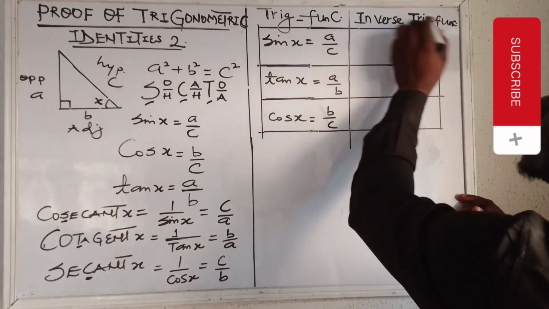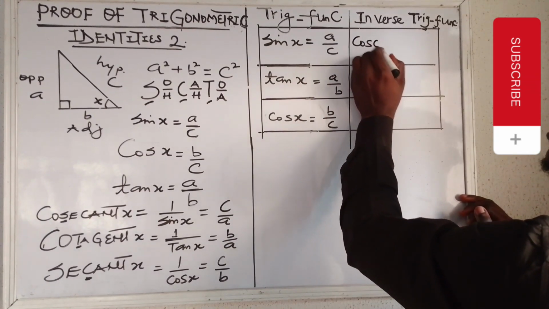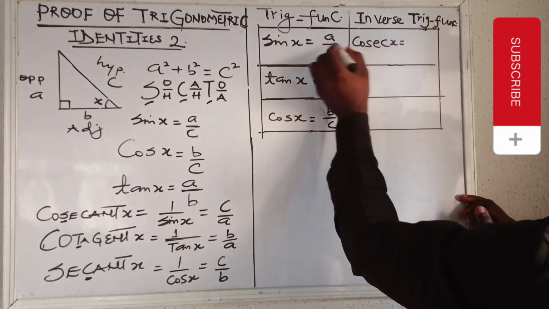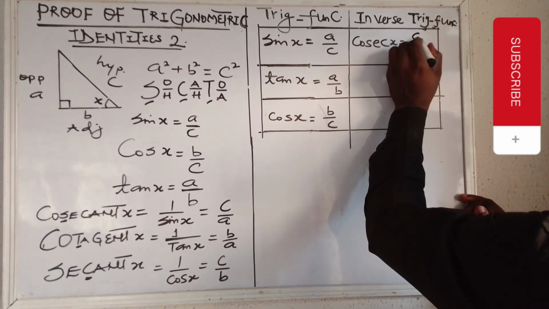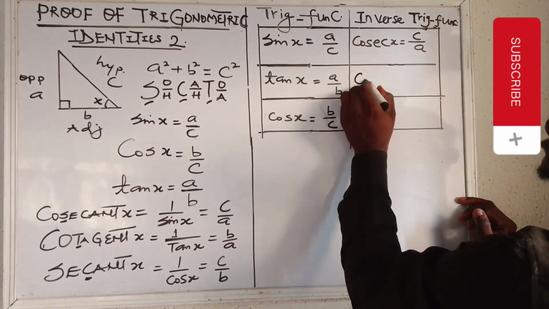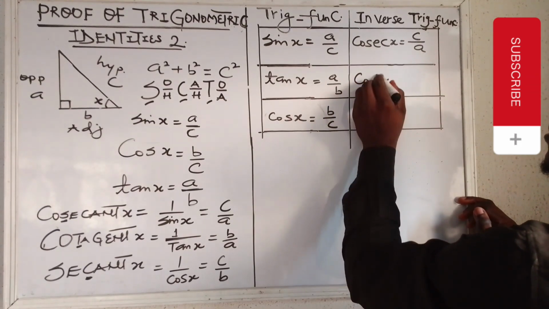Now once you've gotten that, let's take their inverse. The inverse of sine is going to be cosecant. Cosec x will therefore be equal to C over A. And for this one, tangent x, the inverse is cotangent x, which will be equal to what?